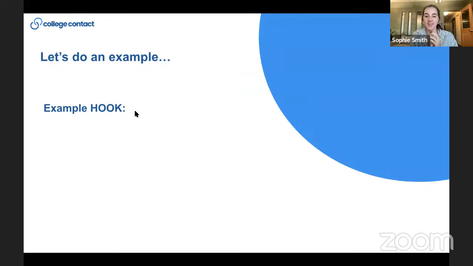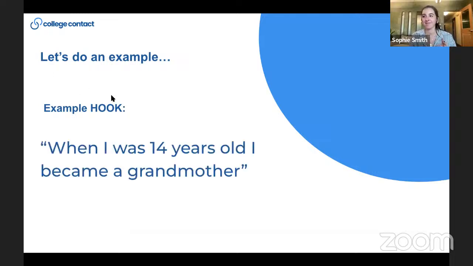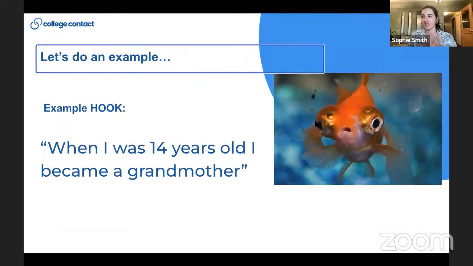Okay, this is an essay I actually received, and she did an amazing job at the upside down or right side up triangle. This was her hook. You guys ready? When I was 14 years old, I became a grandmother. This is how she started her college essay. Crazy. How many of you right now in the chat are hooked? You want to keep reading this essay? Put yes in the chat if you want to keep reading this essay right away.